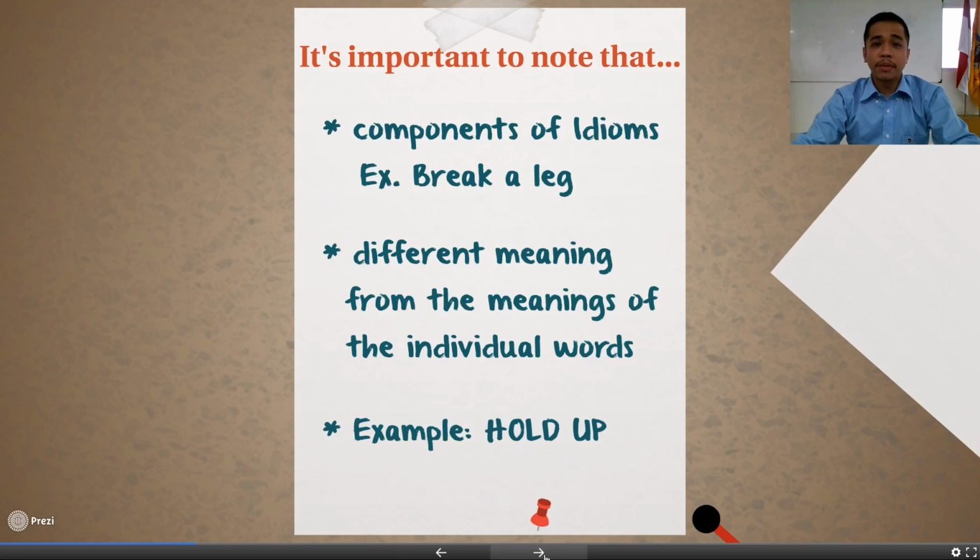Example, hold up. Now, hold means to carry something, and up is the direction. So hold up means to carry something up like this? No. Hold up could mean, number one, it could mean to wait or to delay. Like, hold up a minute, I'm still doing something. Or it could also be a bank robbery. Like, he was shot in a hold up, or he was shot in a bank hold up. Or it could also mean to remain strong. Like, despite this pandemic, the Philippine peso is holding up.